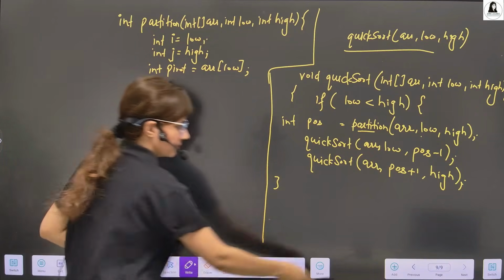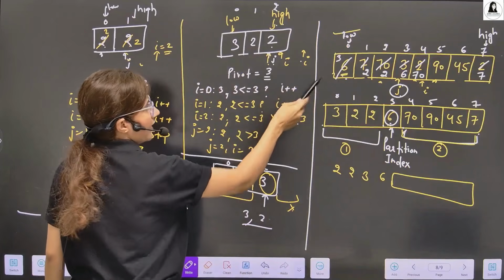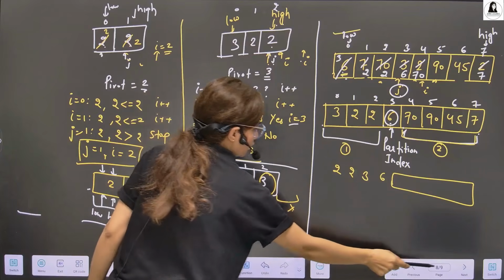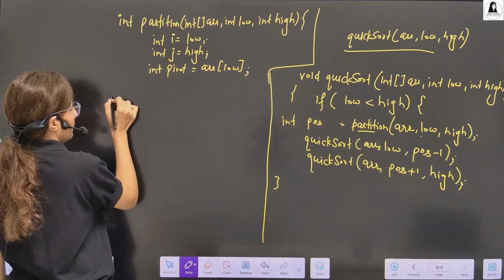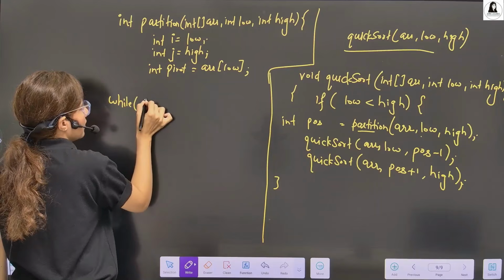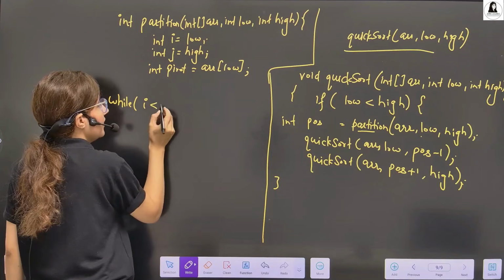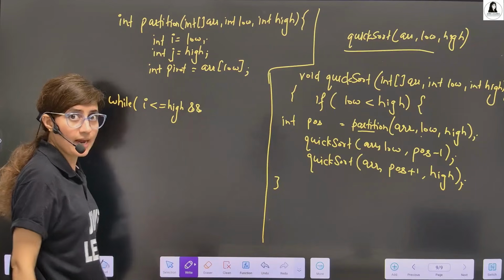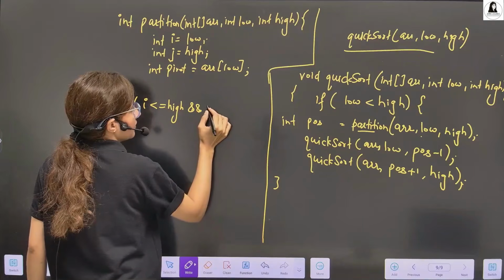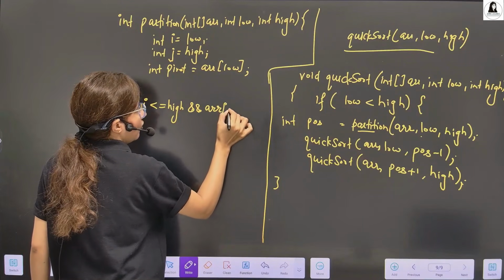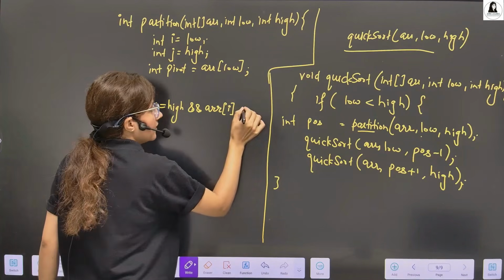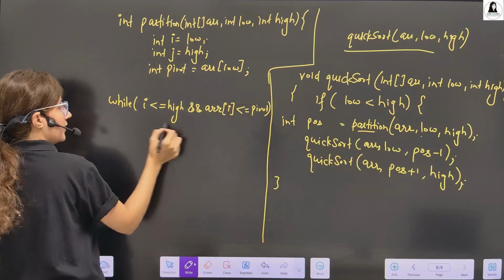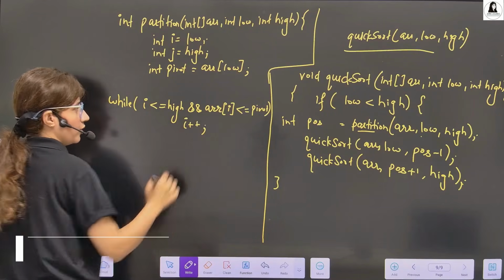Okay. Now what have we done? The pivot element we considered at first was 6. Then we keep comparing this side and this side. So how to write this? We keep comparing, but with two conditions. While i is less than or equal to high, and arr of i, the element at i, is less than or equal to the pivot element, till then we do i plus plus. I hope you are getting this condition.